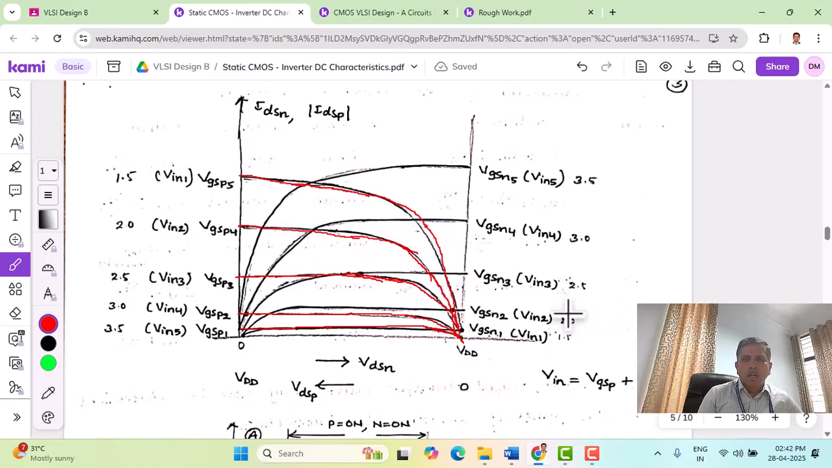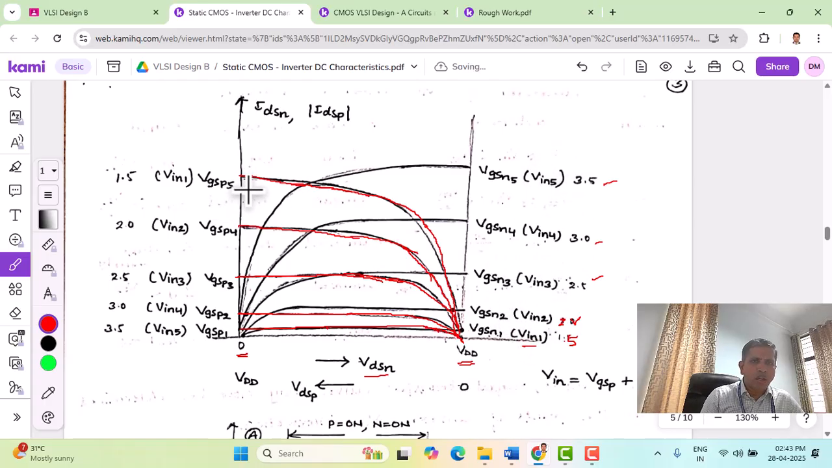Okay, and we already know that for the NMOS device we have a graph of VDSN, which is 0 volts here for the NMOS device, and 5 volts, this is for the NMOS device. We have various values of VGSN1, VGSN2, 3, 4, 5, and VGSN is also equal to the input voltage VIN1, VIN2, VIN3, VIN4, and VIN5, and we have taken typical values as 1.5 volts here, 2 volts, 2.5, 3, 3.5. These are the VGSN or VIN values.